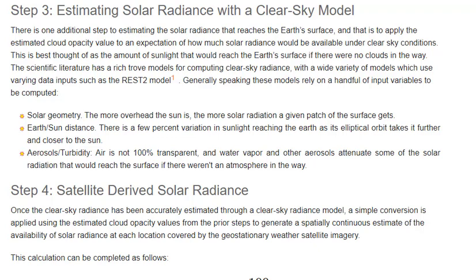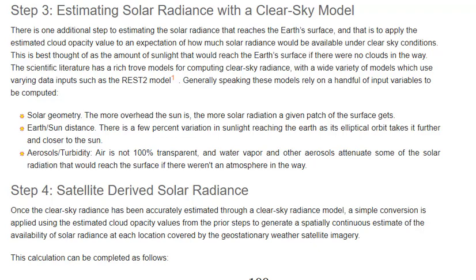Step 3. Estimating solar radiance with a clear sky model. There is one additional step to estimating the solar radiance that reaches the Earth's surface, and that is to apply the estimated cloud opacity value to an expectation of how much solar radiance would be available under clear sky conditions. This is best thought of as the amount of sunlight that would reach the Earth's surface if there were no clouds in the way. The scientific literature has a rich trove of models for computing clear sky radiance, with a wide variety of models which use varying data inputs, such as the REST2 model.